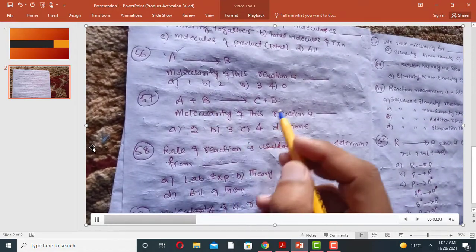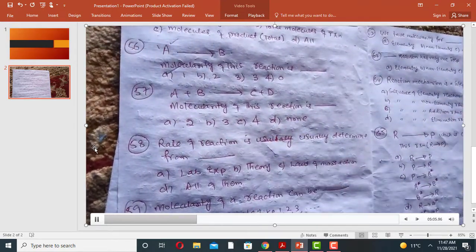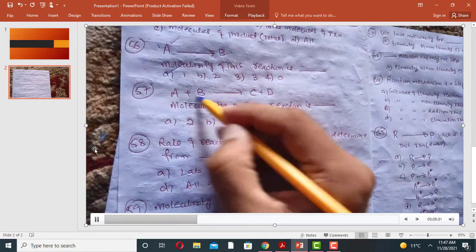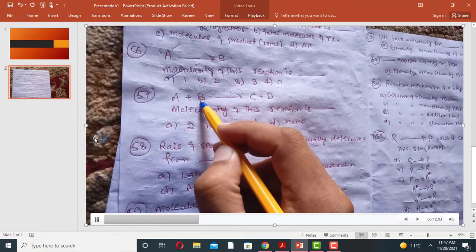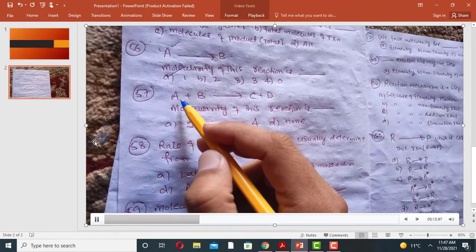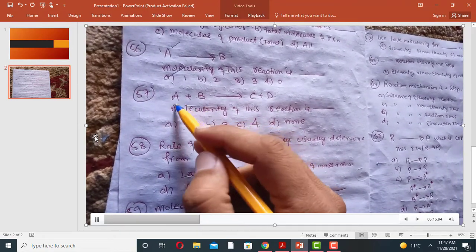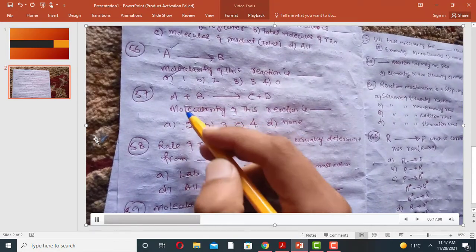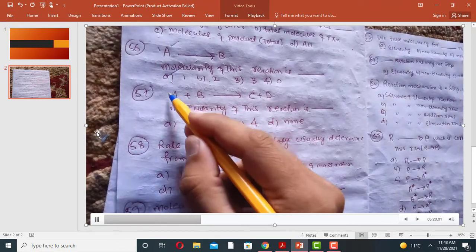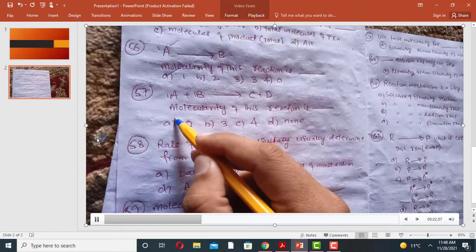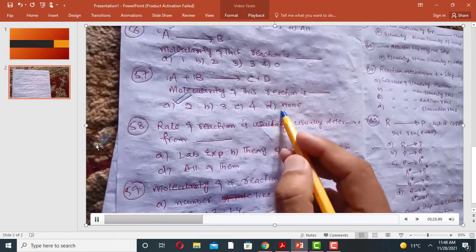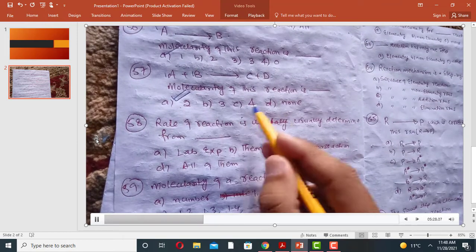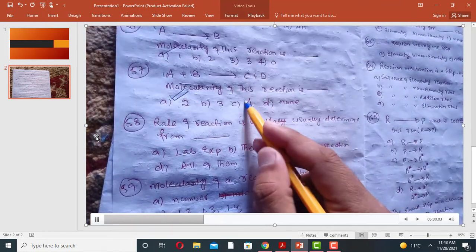A plus B gives C plus D. If this reaction is elementary, then the molecularity of this reaction will be 1 plus 1, which is 2. The number of reacting molecules in the elementary reaction is called molecularity. There are two reacting molecules in the elementary reaction, so molecularity is 2, not 3 or 4.